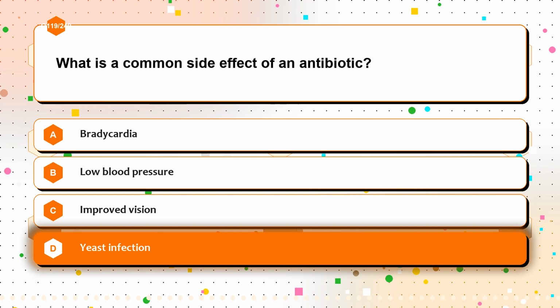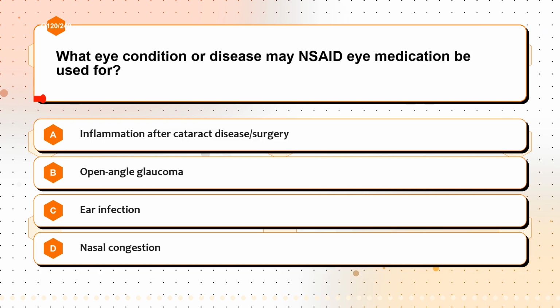The correct answer is option D, yeast infection. Question 120. What eye condition or disease may eye medication be used for? Here are the options. Option A, inflammation after cataract disease/surgery. Option B, open-angle glaucoma. Option C, ear infection. Option D, nasal congestion.